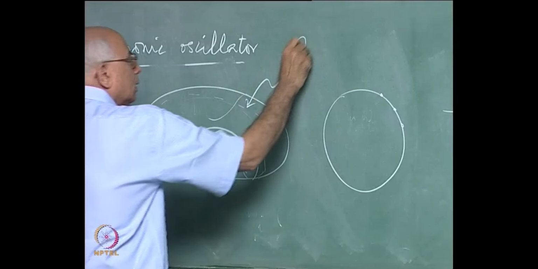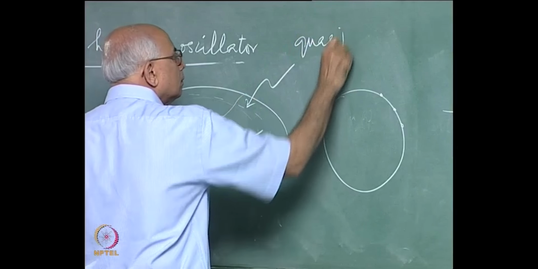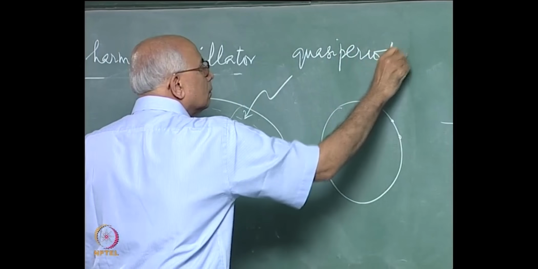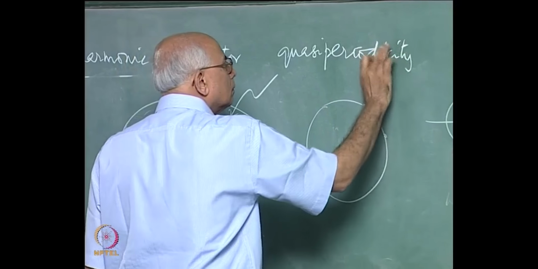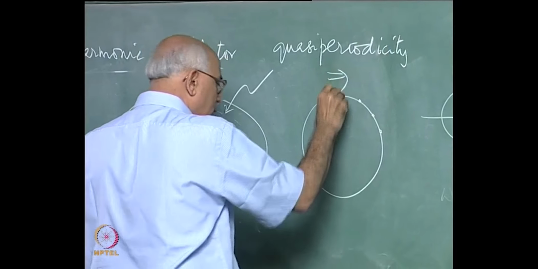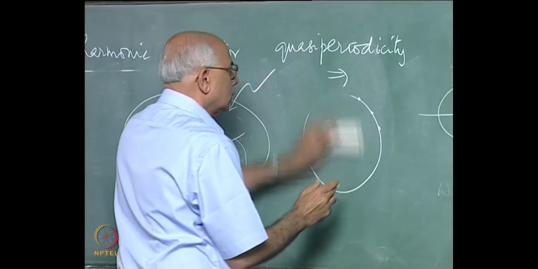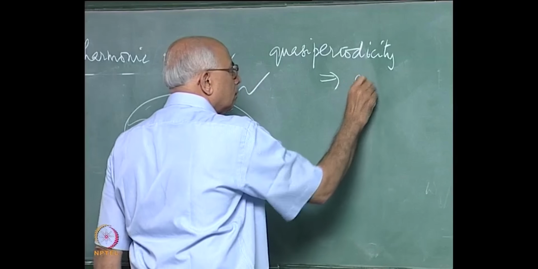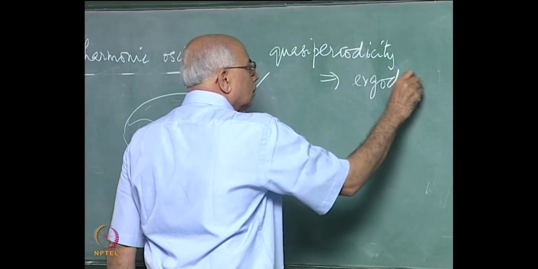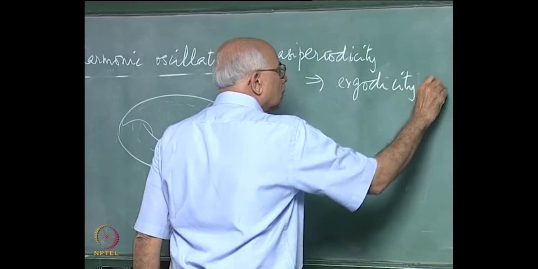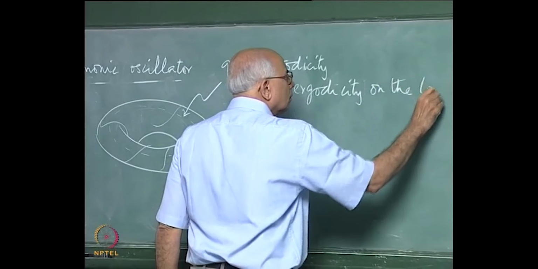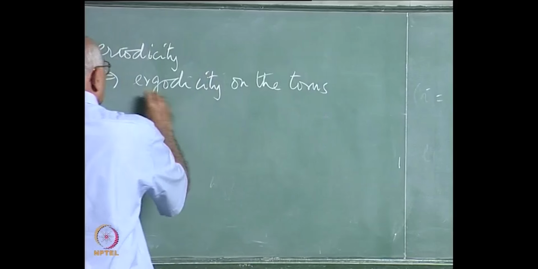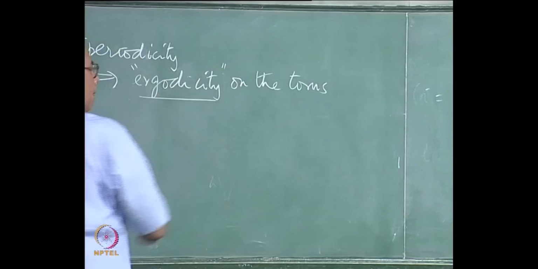So quasi periodicity implies, to use a technical term, ergodicity on the torus.